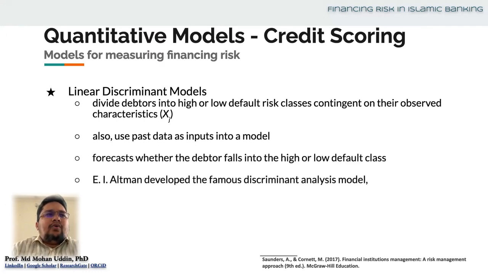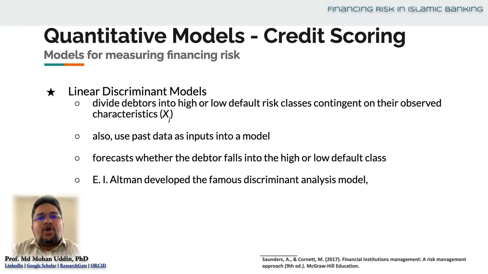And sometimes we also have some kind of gray area, that means undetermined. We do not know whether this client will be in a lower default class or higher default class. A very well known example is the Z-score model provided by Altman. The Altman Z-score model is an example of a linear discriminant model.